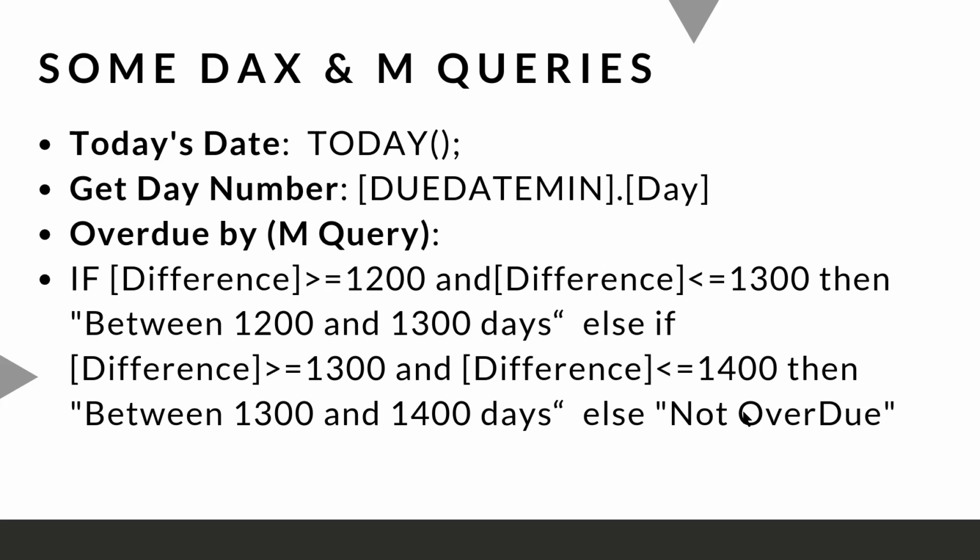Here is a list of some of the queries that I wrote. The first one is today's date, and as you can see, it's very simple how the query looks. Today is just TODAY and then two brackets and a semicolon, and to get the day number you could just take the column name dot day. And for overdue by, you could see that if something is greater than 1200, then I would show that it was between 1200 and 1300 days. If you actually go to the DAX query documentation on the Power BI website, it's quite easy to grasp what exactly these queries are doing.